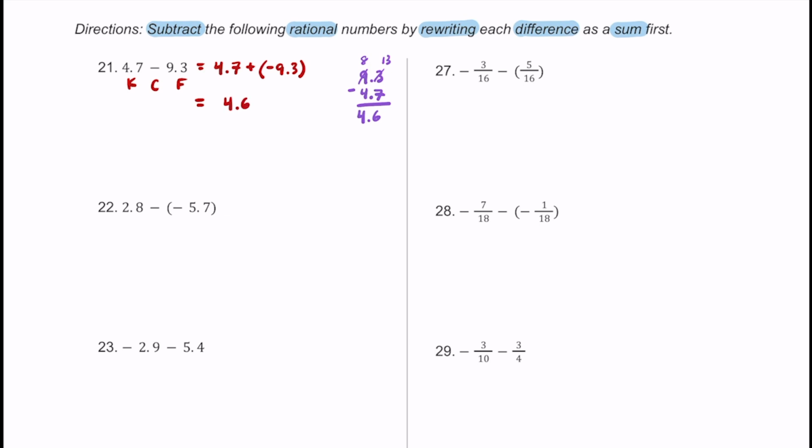But is it positive or is it negative? Well, this one is positive, this one is negative, but this negative 9.3 has a greater absolute value. So this must be a negative 4.6.